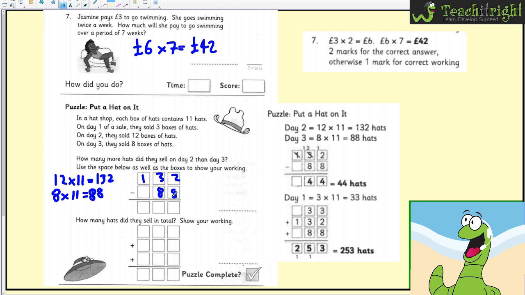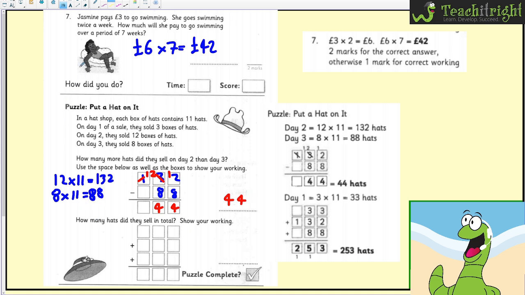We can't do 2 take away 8, so we borrow from the 3, making that a 12. 12 take away 8 we can do, which is 4. This is a 20, we can't do 20 take away 80, so now we're going to borrow from the 100. Borrow from the 100, making that 120. We can do 120 take away 80, because that gives us 40. And there's nothing left, so the difference is 44 hats.